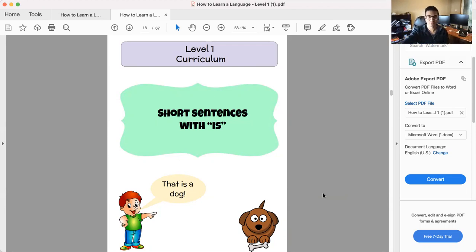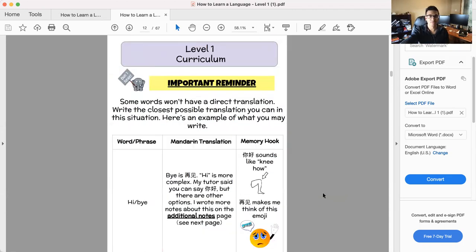As a recap, here's our important reminder. If something does not translate word for word, your job is to first find something general that you can use in a pinch. For example, on my screen, for hi in Mandarin, you might have ni hao, because ni hao will work in a wide variety of different circumstances. You can use it all the time. But there is a bit more nuance in Mandarin, and over time, you can learn some of those nuances.